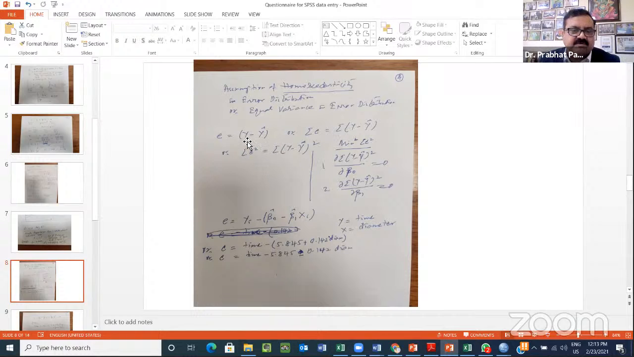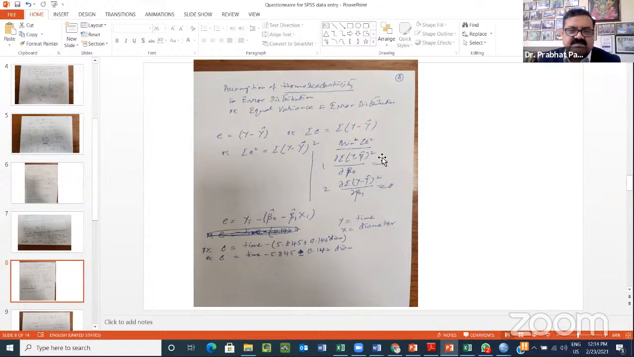And therefore, what we do is square up the error term. So it is sigma error square. That means sigma y minus y estimated square is to be minimized. In the ordinary least square method, the regression that you use, what is minimized is the sigma y minus y estimated square. And that's why it is called ordinary least square. That's why it is called the OLS method.